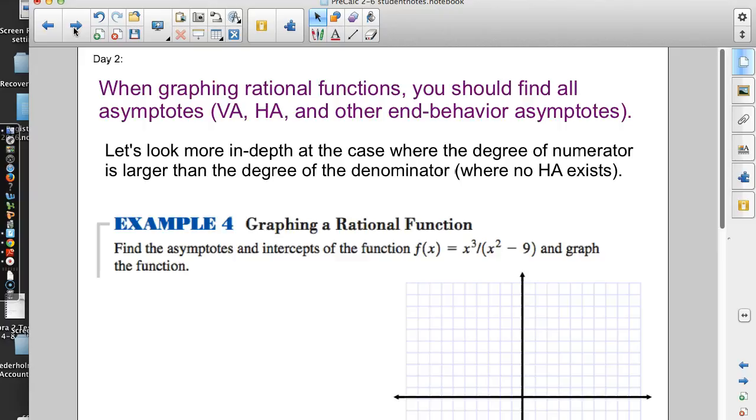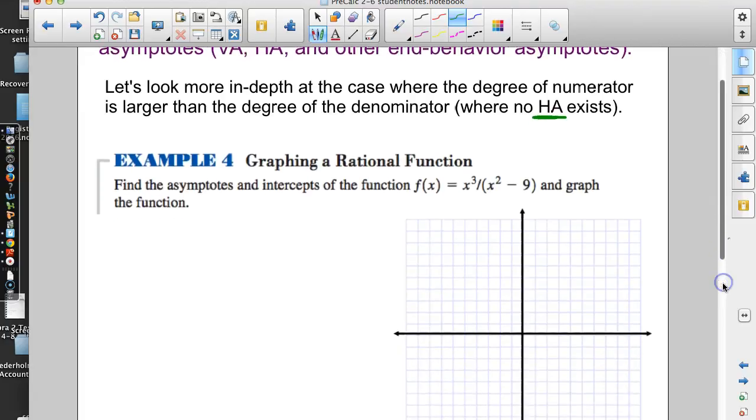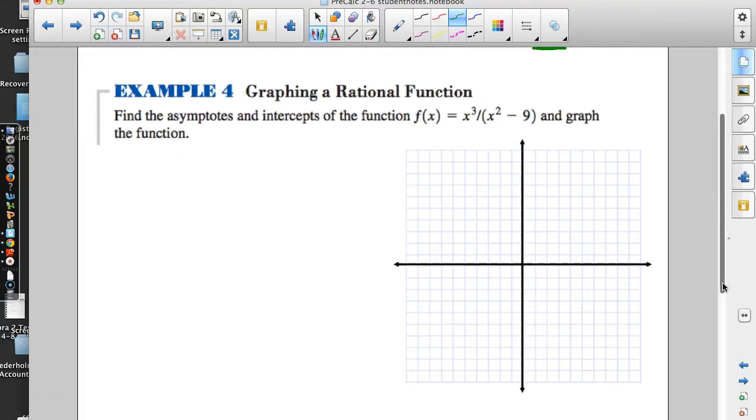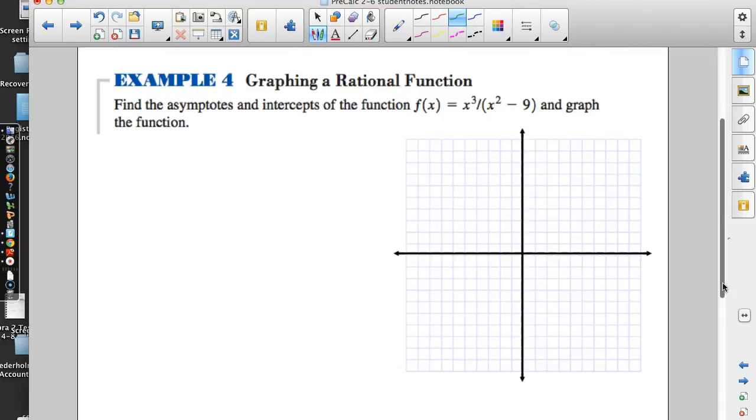And let's look more in depth at the case where the degree of the numerator is larger than the degree of the denominator. Now, they're right in saying no horizontal asymptotes exist, but they're leaving out that slant asymptote possibility when they say that. So we have finding the asymptotes and the intercepts of this function. We want to know everything we can possibly know about it before we do any graphing on the graphing calculator.